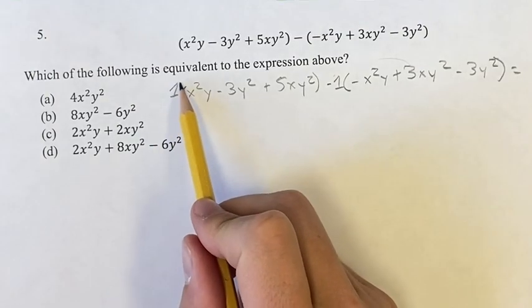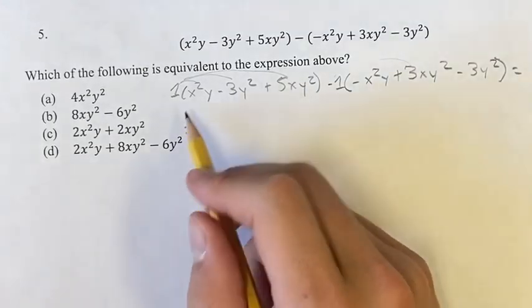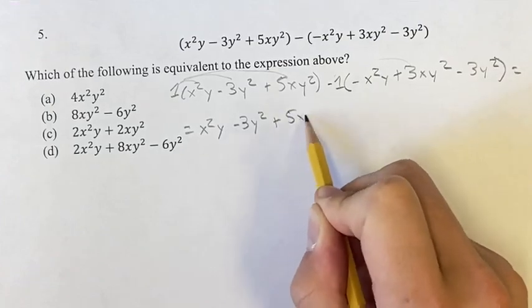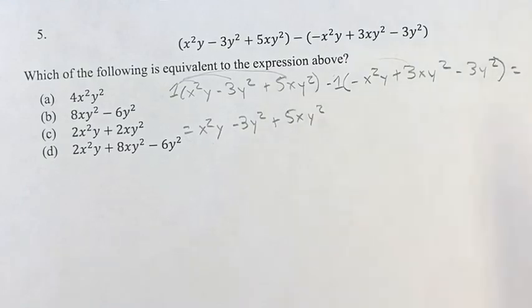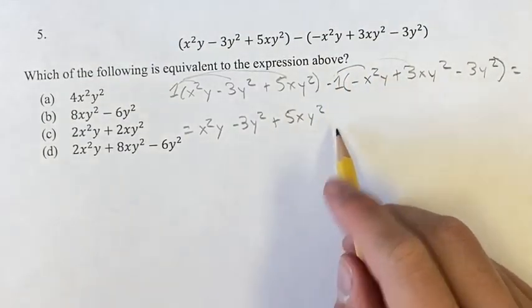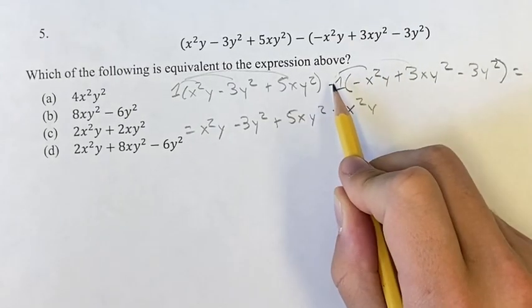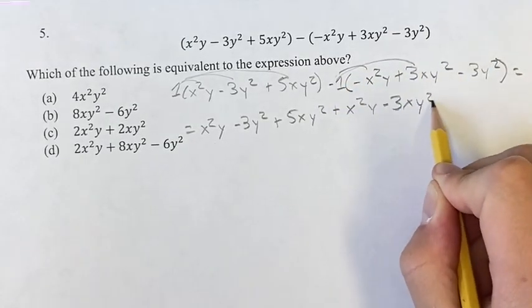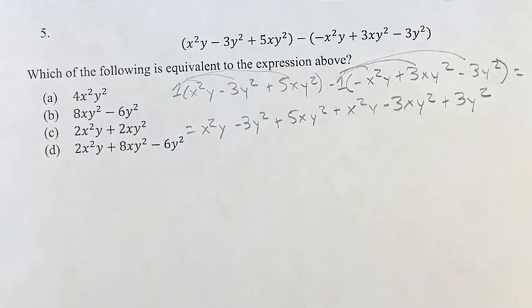So multiplying 1 by all of these things, well, multiplying 1 by anything isn't actually going to change its value. So we just have x squared y minus 3y squared plus 5xy squared. Again, 1 times x squared y is x squared y, and so on. And then here, we're multiplying by negative 1, so the sign of these is all going to flip. So negative 1 times negative x squared y is plus x squared y. Negative 1 times 3xy squared is minus 3xy squared. And then negative 1 times negative 3y squared is plus 3y squared.